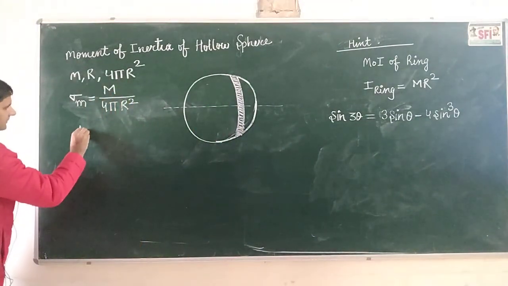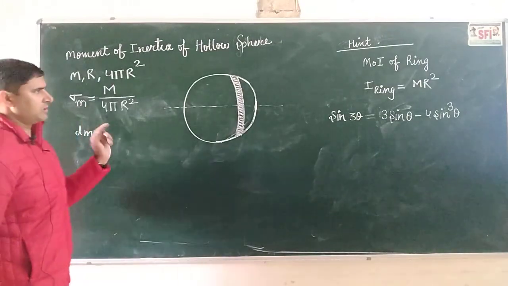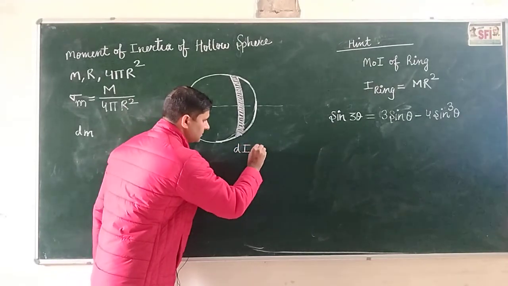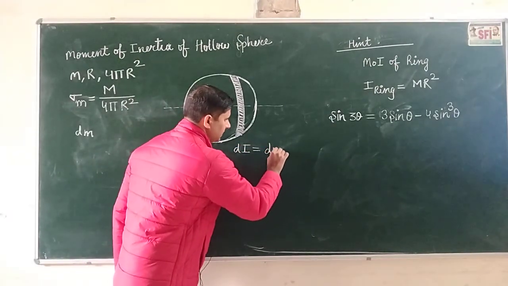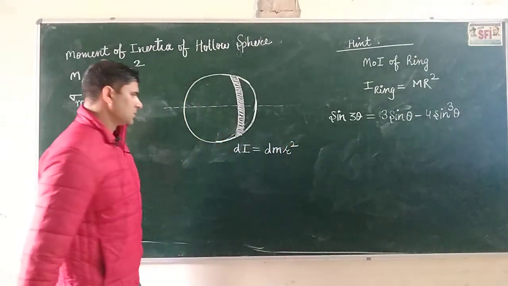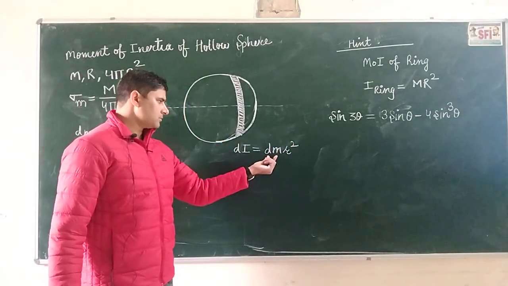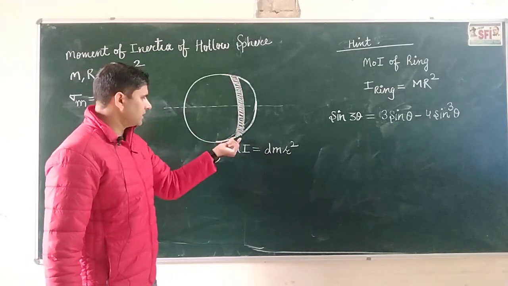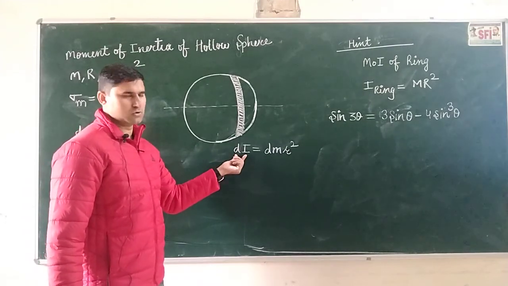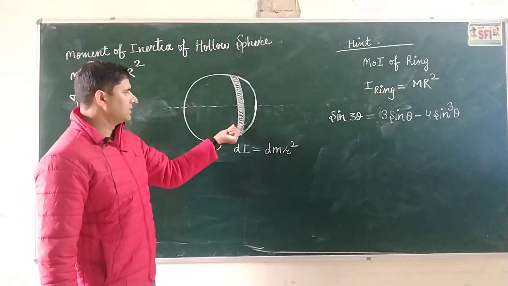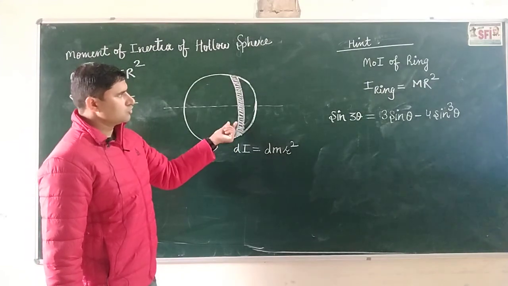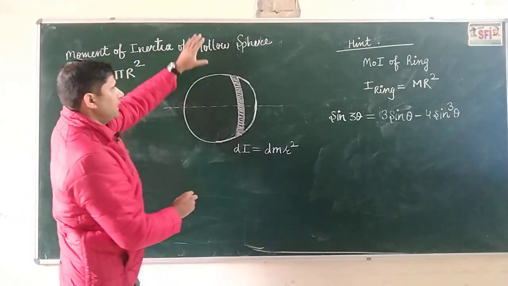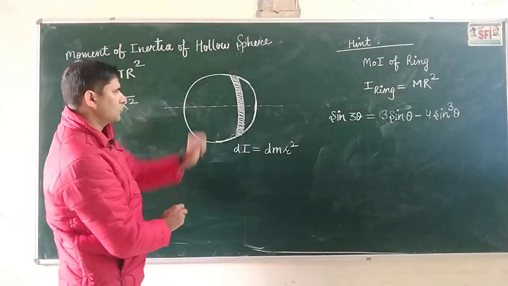The mass of this elementary ring will be dm. And the moment of inertia of this elementary ring, that is dI, will be dm into r square. So if we know the radius and mass of this elementary ring, then we can find the moment of inertia of this elementary strip whose shape is a ring. And if we integrate this, then we can find the moment of inertia of the hollow sphere.